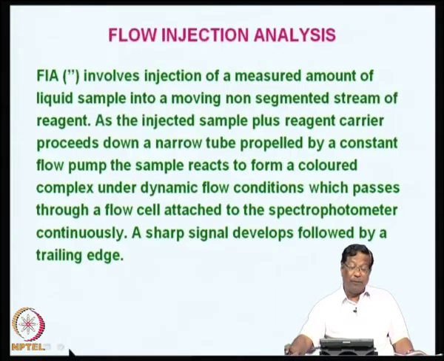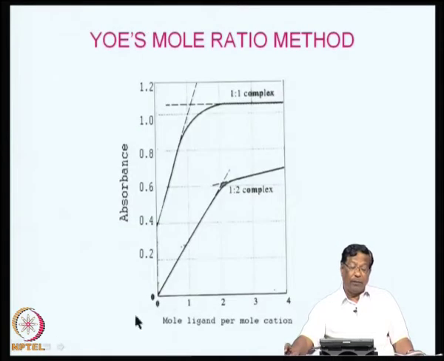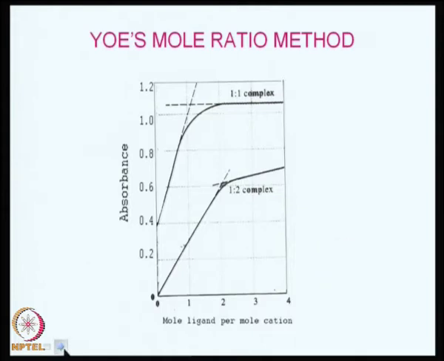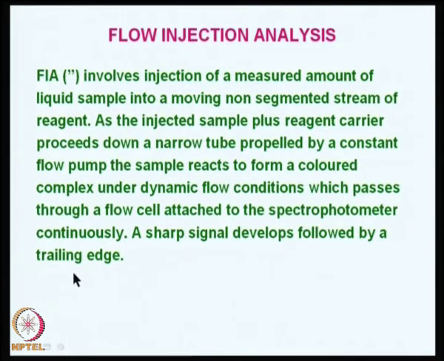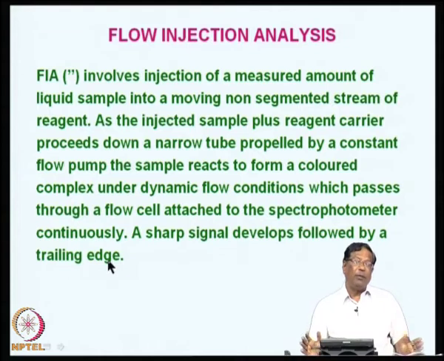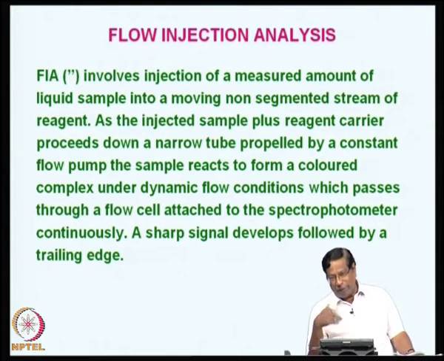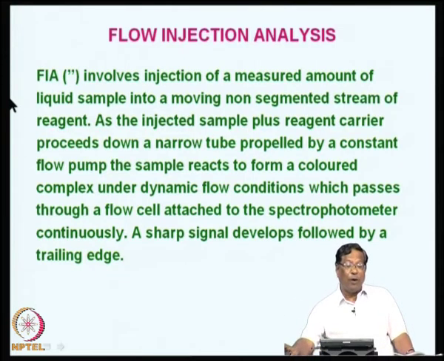Then another is the slope ratio method. There what you do is you plot the absorbance versus composition, and then take the slope of the ligand, take the slope of the metal. So, take the ratio of the slopes, and that would give you the concentration of the substance in the complex. So, another application is flow injection analysis.